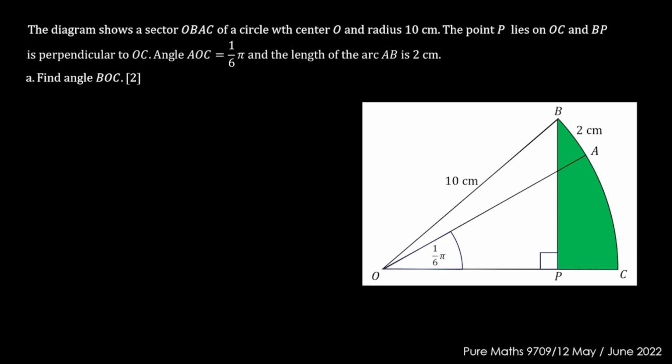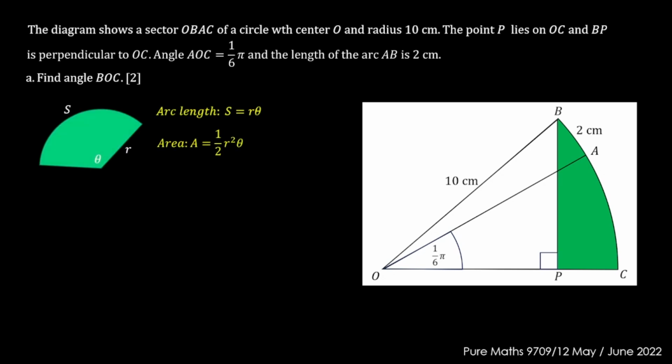The diagram shows a sector OBAC of a circle with center O and radius 10 centimeters. The point P lies on OC and BP is perpendicular to OC. Angle AOC equals π/6, and the length of the arc AB is 2 centimeters. In part A, we want to find angle BOC.